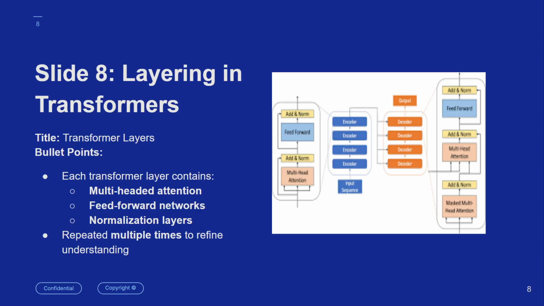Next, we'll be going over layering in transformers. Transformers consist of multiple layers, each refining the understanding of the text. Each layer has three components. First, multi-headed attention, which processes relationships between words. Second, feed-forward networks, which apply additional transformations to the data. And third, normalization layers, ensuring stable training by standardizing inputs. By stacking multiple layers, transformers progressively refine their predictions, improving accuracy and context understanding at each step.